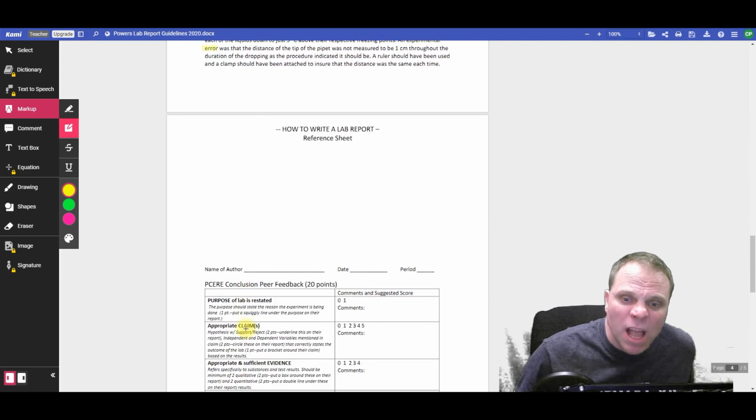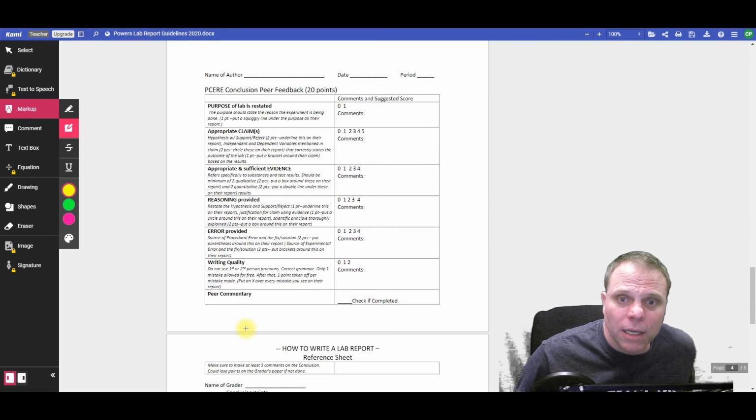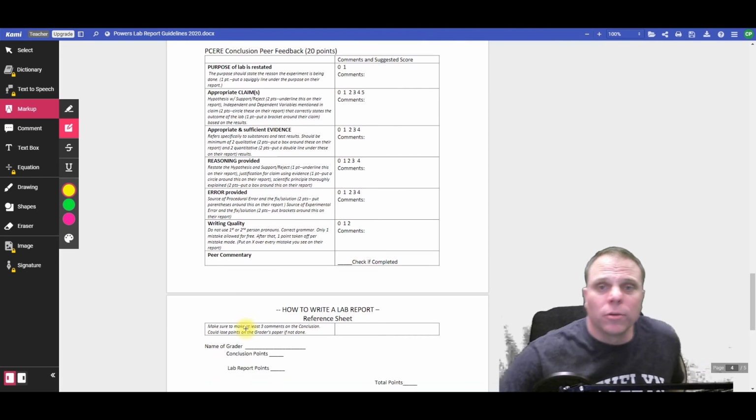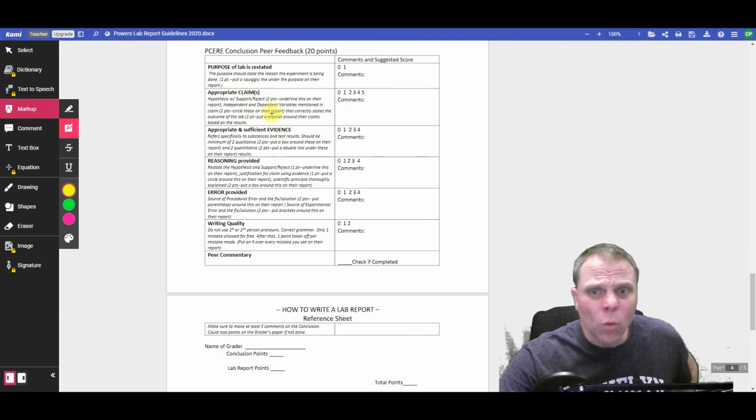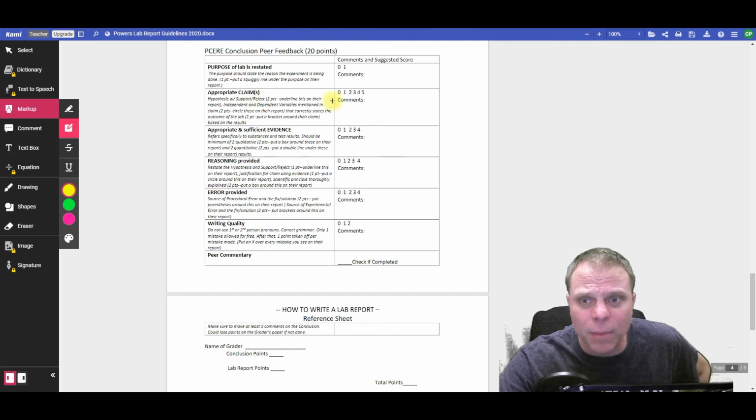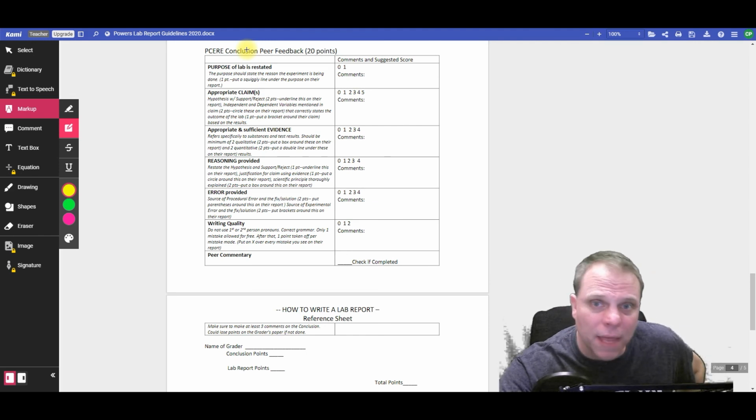All right, so last little thing I want to show you here is the rubric that we would use to grade your PCERE. And notice the number of points that you get for each of these, purpose being restated. And notice how we go into greater detail in each of these as well, for how many points would be available for each little section. Your appropriate claim, you've got 5 points, but that's made up of 2 points. And notice how we have a grading system of underlining and circling and things like that. That's part of what we'll do for our peer feedback. It's a great way to identify things and see things on somebody else's paper and see if you're doing what you're supposed to do. Evidence, 4 points. Reasoning, 4 points. Error, 4 points.